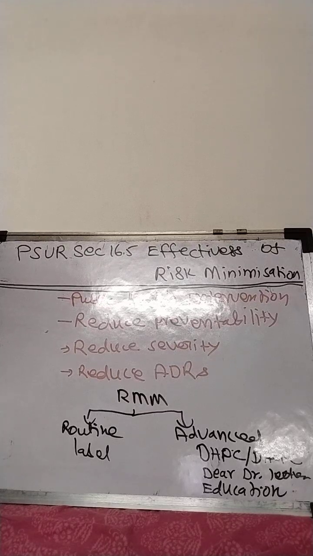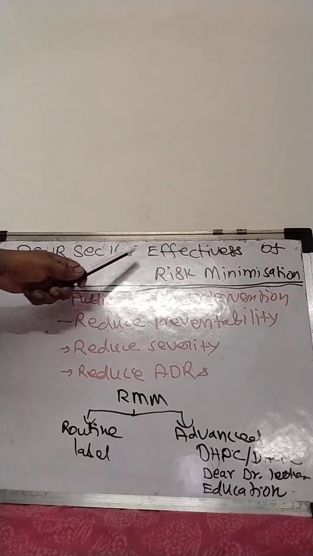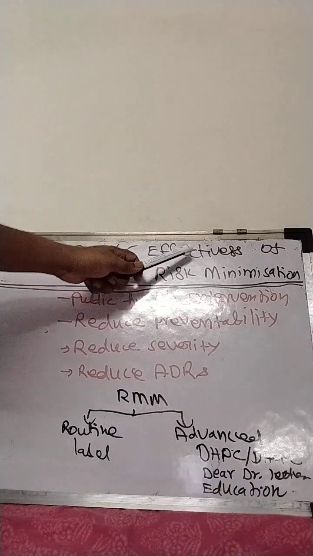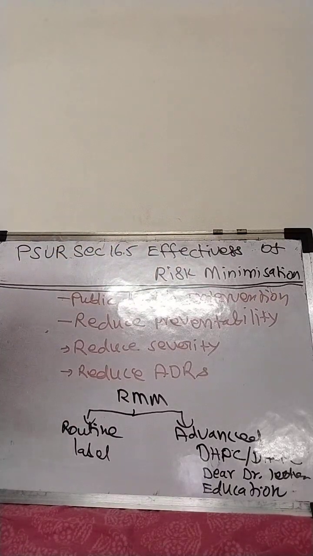Today's topic is PSUR section 16.5. This talks about the effectiveness of risk minimization. In this section, it talks about the effectiveness check on the risk minimization measures that the MAH has already taken.